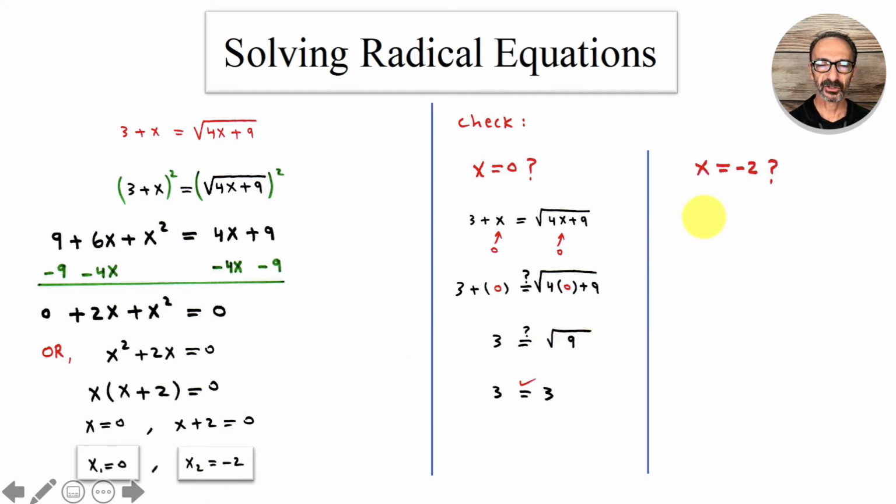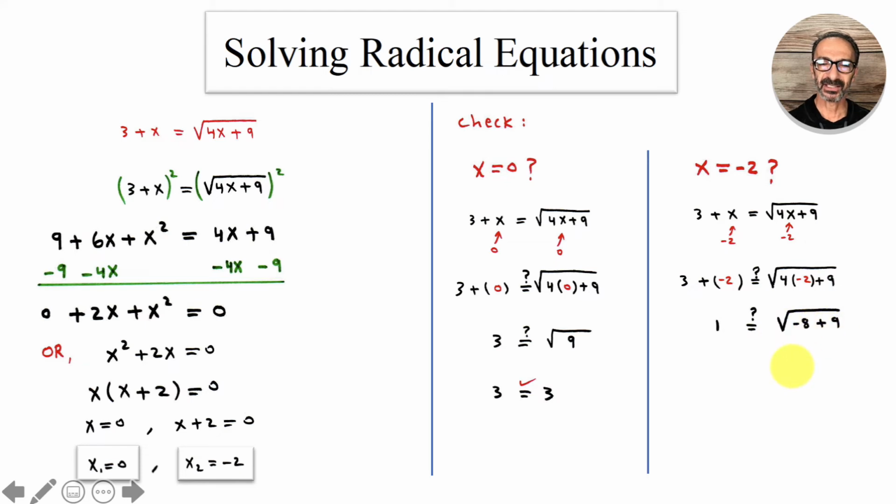For x equals -2, go back to the original equation, plug in -2, and simplify. 4 times -2 is -8. -8 plus 9 is 1. 3 plus -2 is 1. Square root of 1 is 1. Yes. So both answers are accurate and correct.